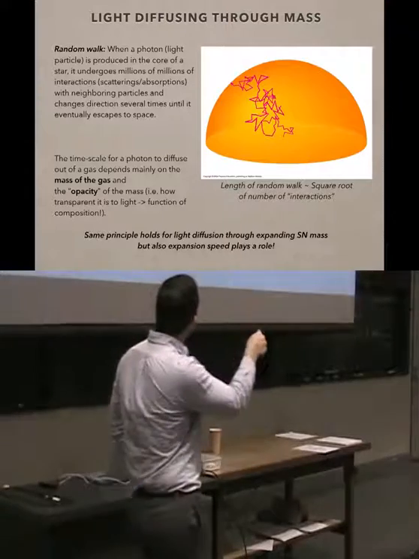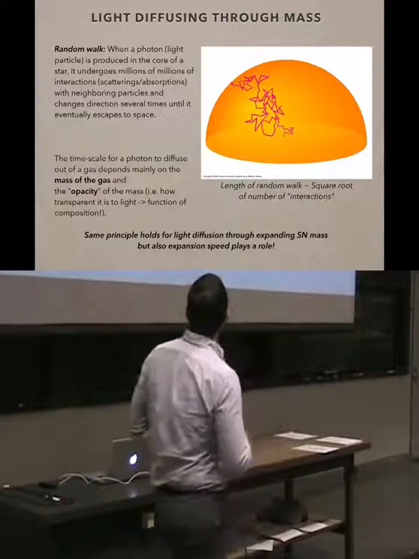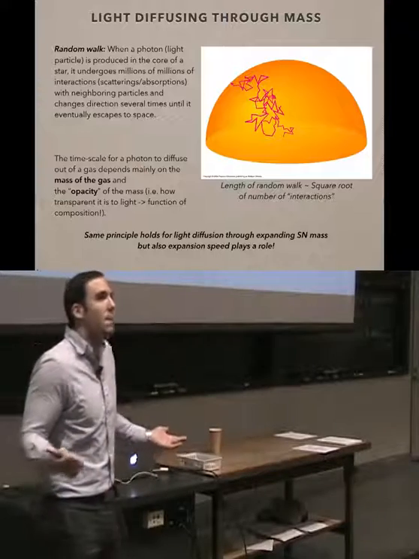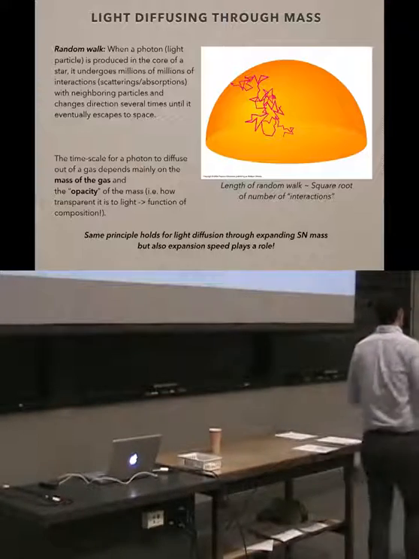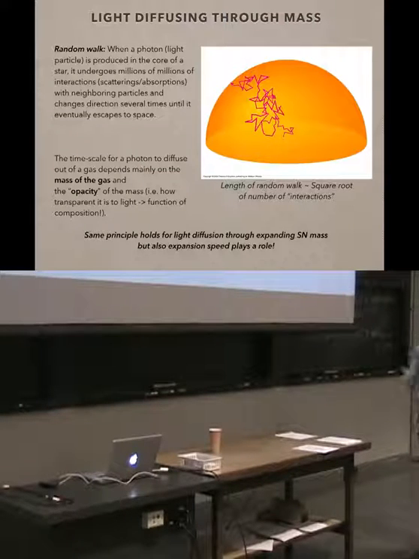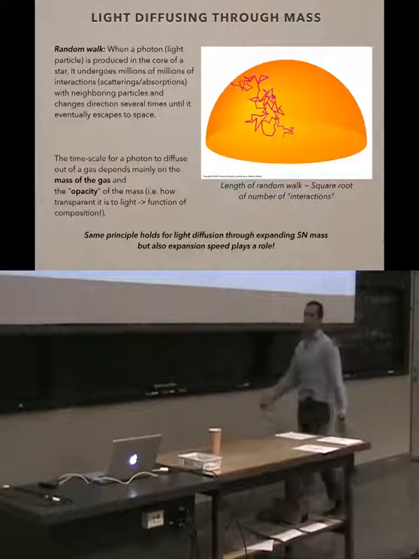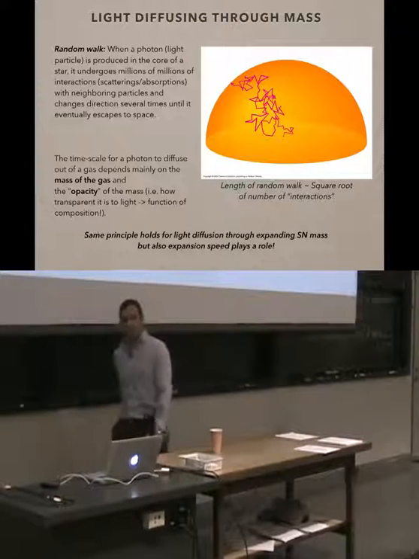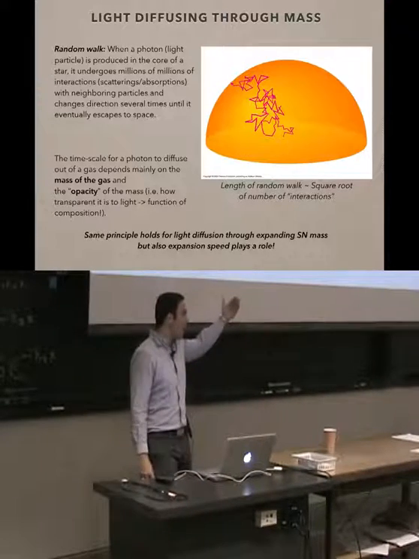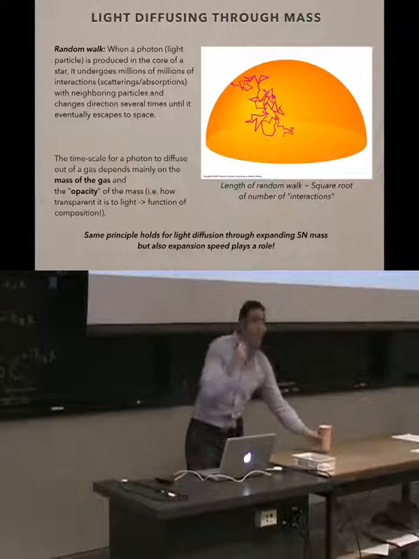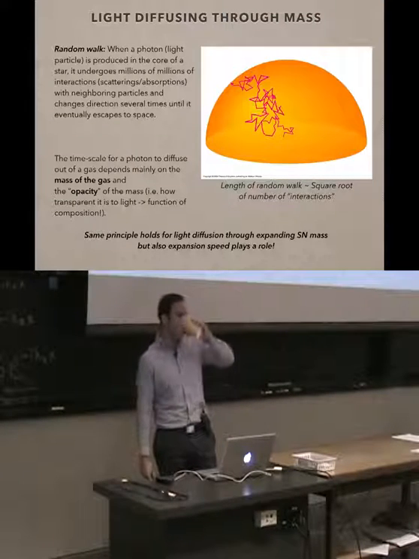That's how long this path is. And the number of interactions depends on how much material you have in your supernova, the density of electrons that you have. The more you have, the more interactions you're likely going to have. So the process of random walk is something that we needed to simulate, I'm going to get to that later, in order to understand how light escapes supernova material and what it looks like when it escapes supernova material.